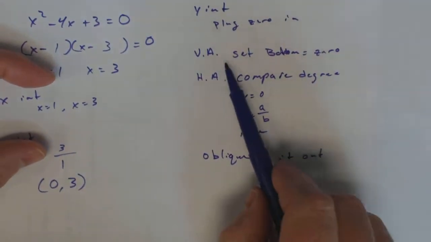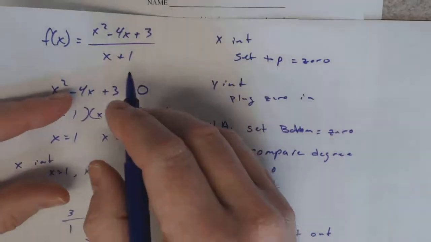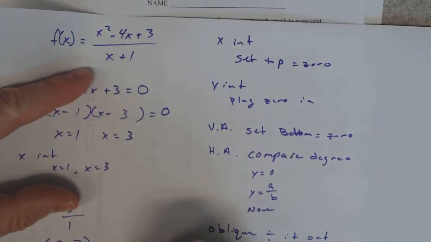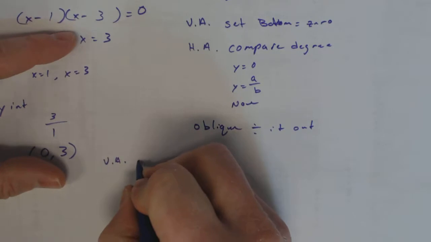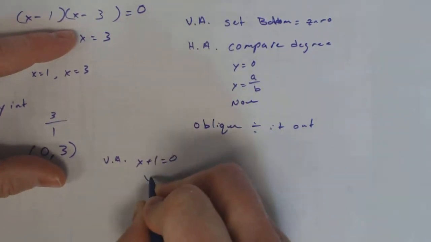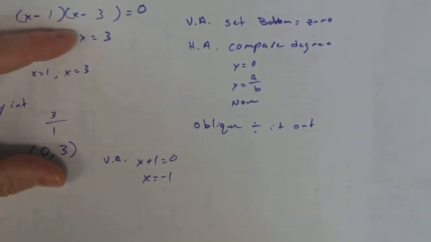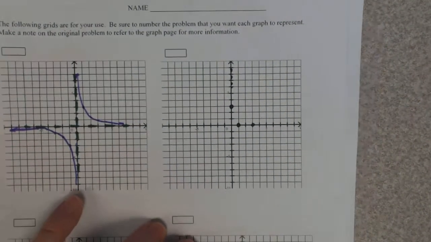What about the vertical asymptote? Set the bottom equal to 0. So for my vertical asymptote, take x plus 1, the bottom, and set it equal to 0. X equals -1. Cool. X equals -1 is a vertical asymptote.